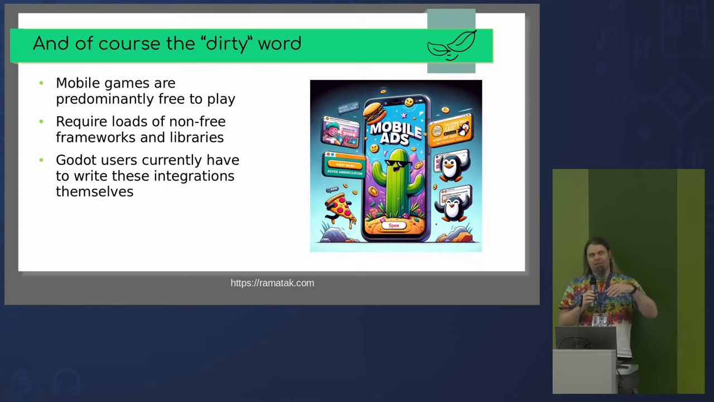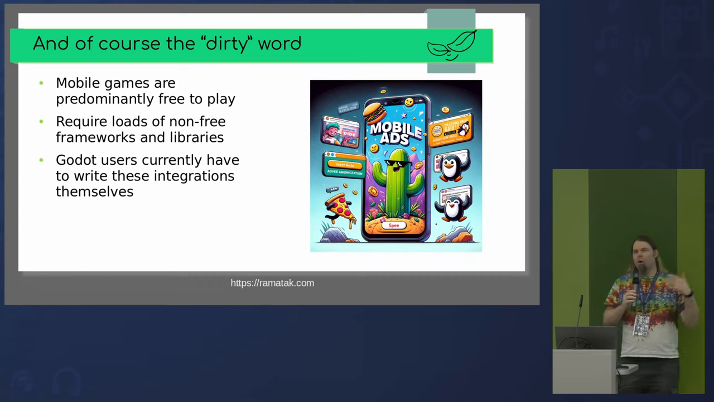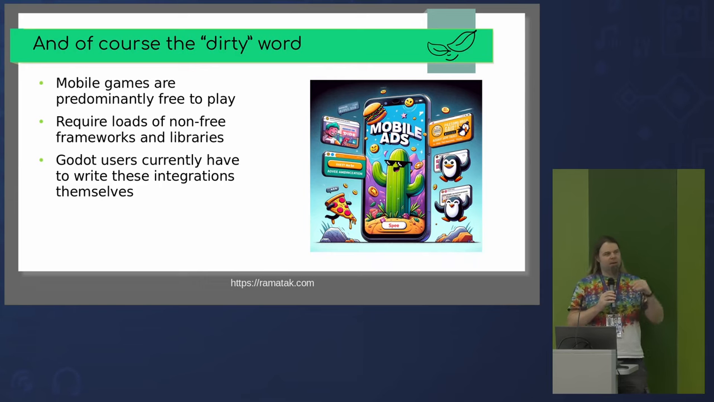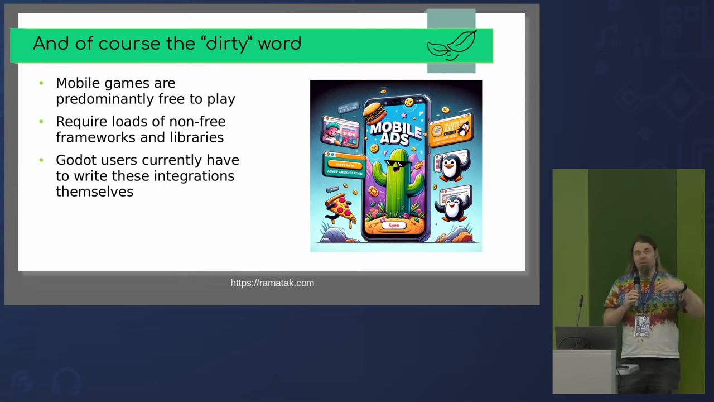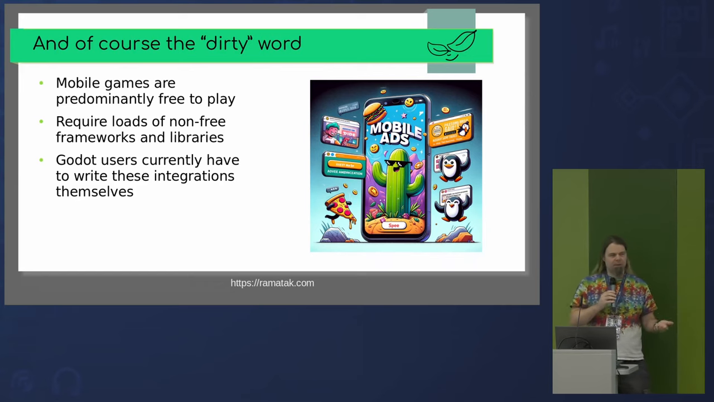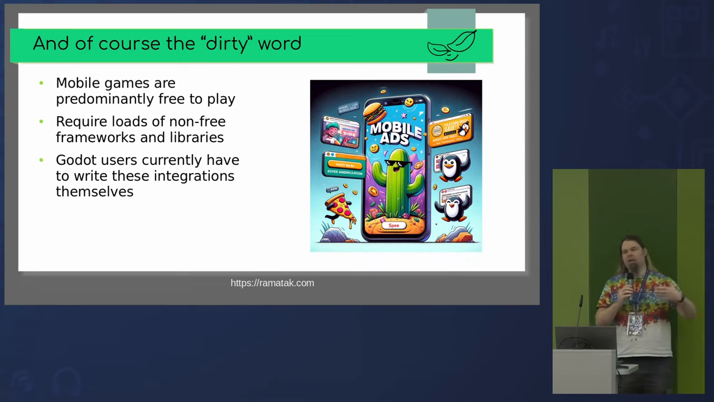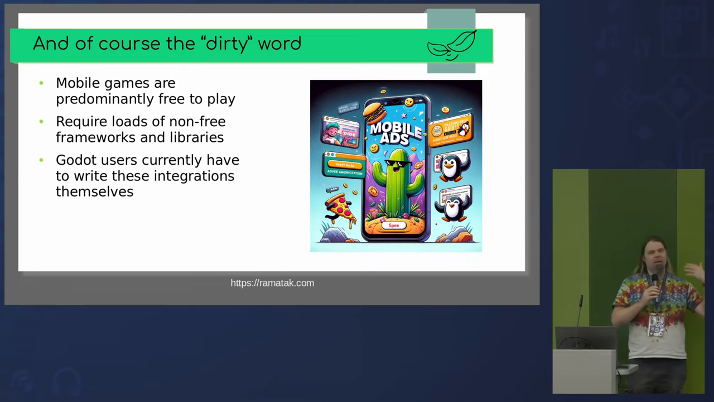The economics of mobile is quite a lot different than on desktop. On desktop, it's usually you give away your game for free on Steam, and maybe you sell a soundtrack or some DLC. But it's all basically you're selling something, and you're either using the game as a loss leader, or you're just straight up selling a product, right?